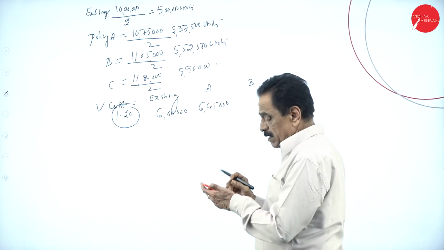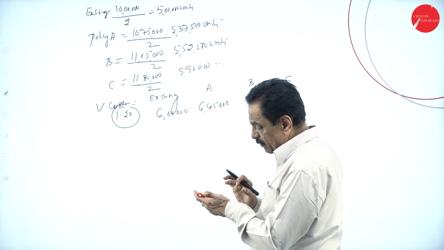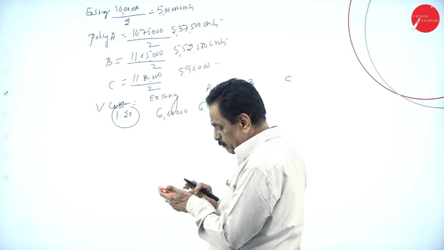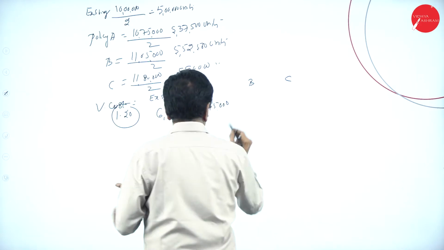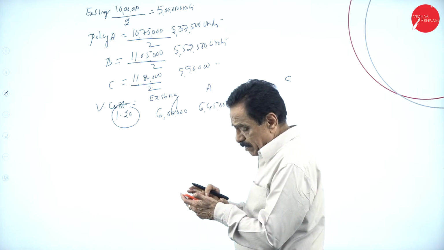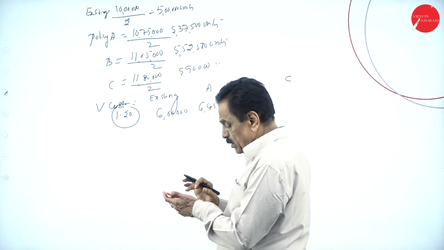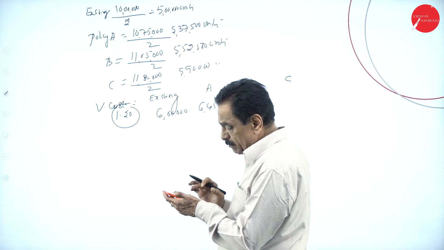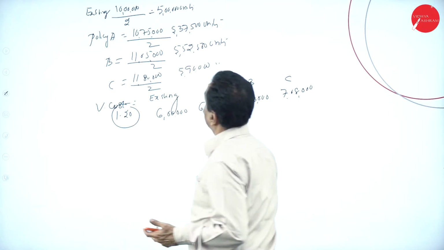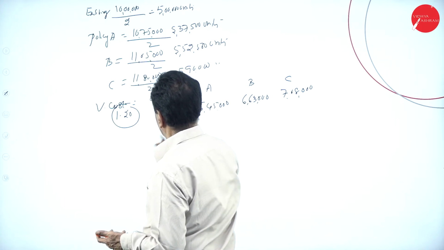Then policy B, 5,52,500 into 1.20 is 6,63,000. Then the last one, 5,90,000 into 1.20 is 7,08,000. This is your variable cost. Sales are 10 lakh, 10,75,000, 11,05,000, 11,80,000.